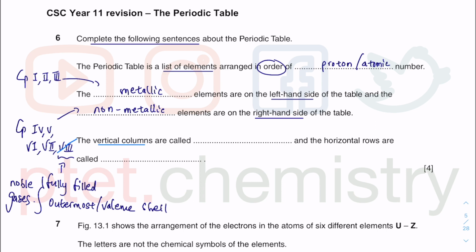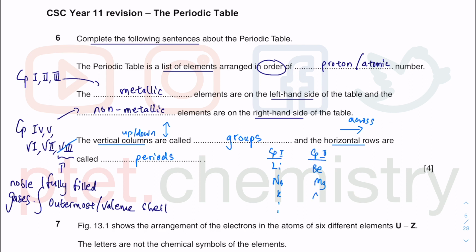Vertical columns, so going up and down. So vertical is going up and down, and horizontal is going across. Up and down refers to vertical, and those are what you call groups. And the horizontal rows are what you call periods. So the first row of the periodic table we'll call period 1. The second row from lithium to neon will be called period 2. From sodium to argon, there's your third row, called period 3. Group 1 would be like lithium, sodium, potassium, etc. That is called group 1. Group 2 will be like beryllium, magnesium, and then calcium, etc.